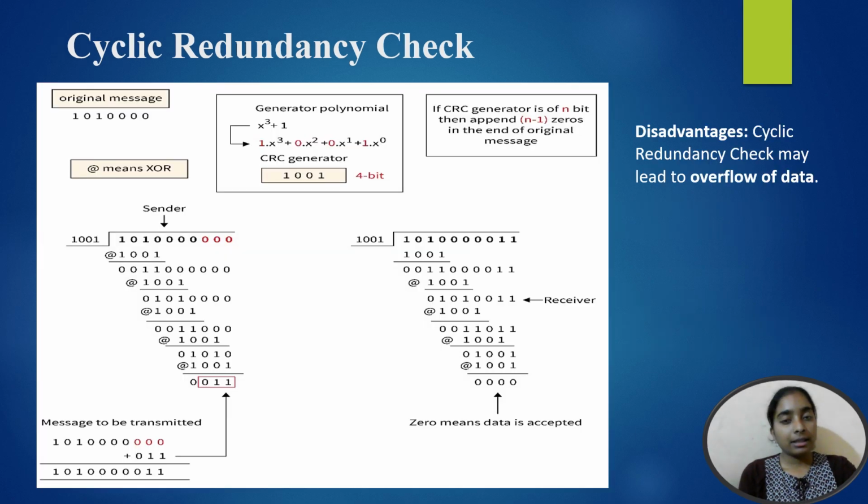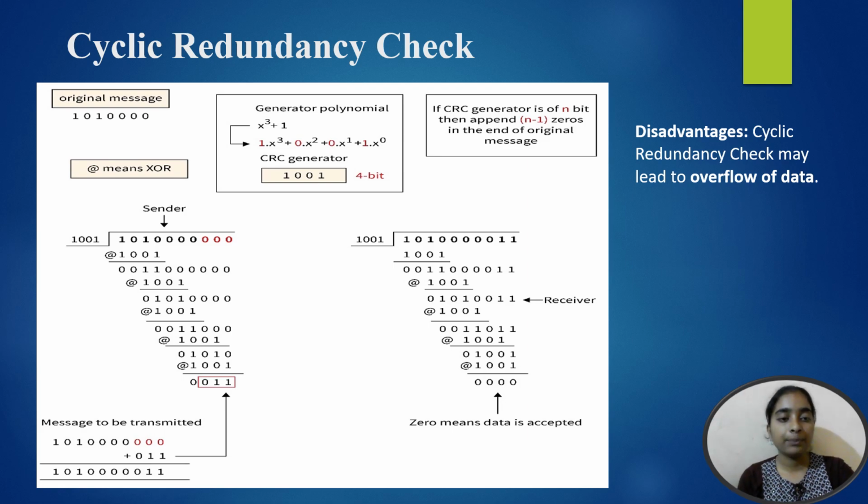Here we can see an example for the cyclic redundancy checking method. The original message has been sent as 1010000. The generator polynomial we considered is x cube plus 1. Thus the CRC generator is formed as 1001, that is 4 bits. On the sender side we consider the original message with extra 3 bits because of the CRC generator: 4 minus 1 is 3.